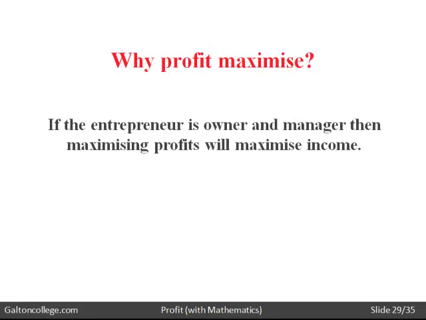But why should a company maximize profits? Well, if the entrepreneur is the owner and manager, then maximizing profits will maximize income. So if it's a small company and there's only perhaps one person at the top, the entrepreneur or the manager or the owner, that person may want to maximize profits, because maximizing income is maximizing profits.